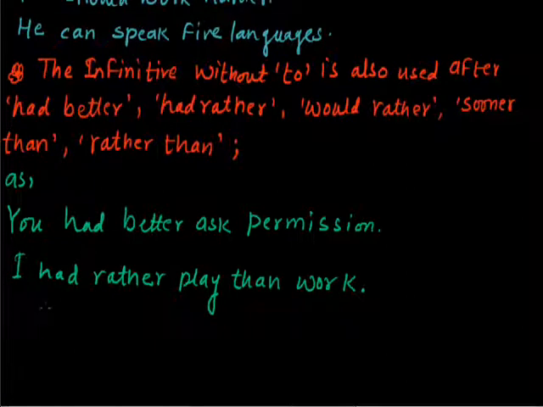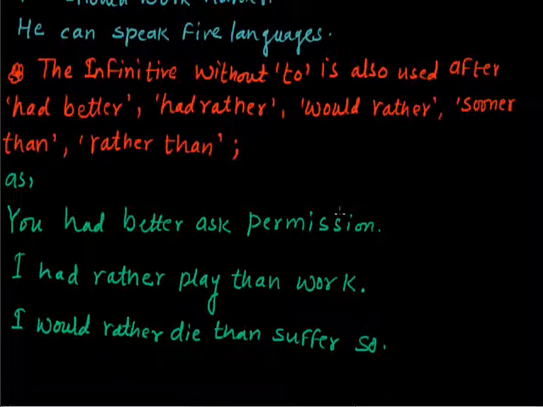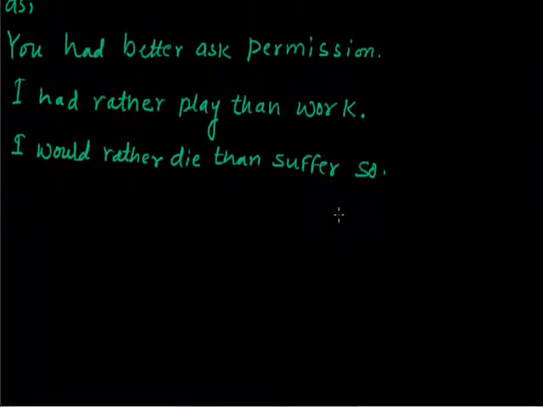Okay. One more sentence, I would rather die than suffer so. Again, in this sentence I am not using the word to before the verb die and suffer. So it is clear that the word to can be omitted in certain situations, with certain verbs, with certain modal auxiliaries, and with certain expressions like had better, had rather, would rather, sooner than, rather than. Okay. Now let us come to the use of the infinitive.